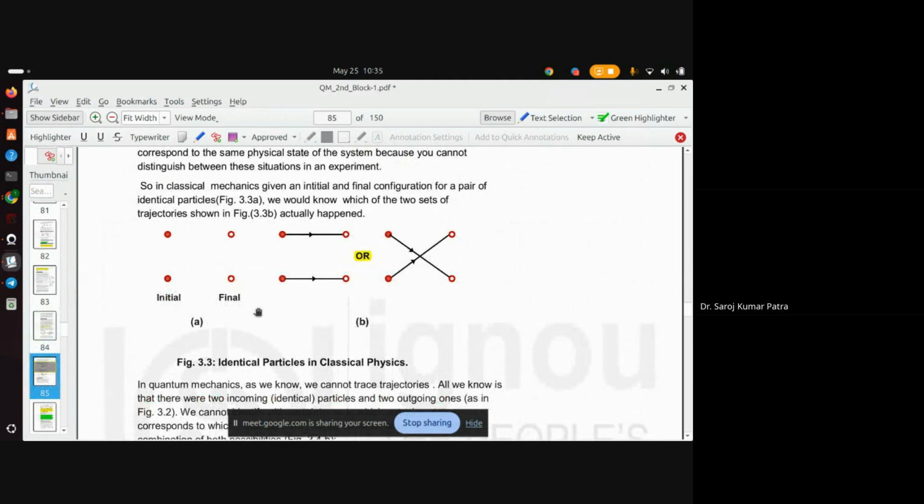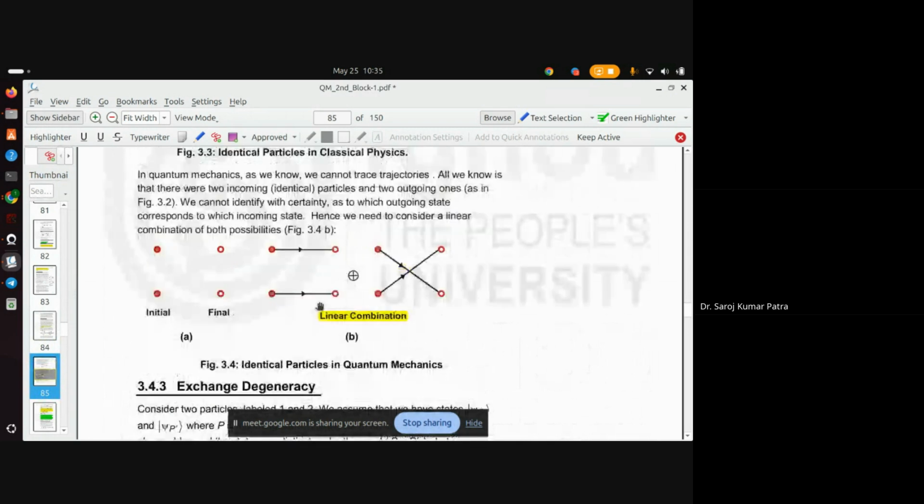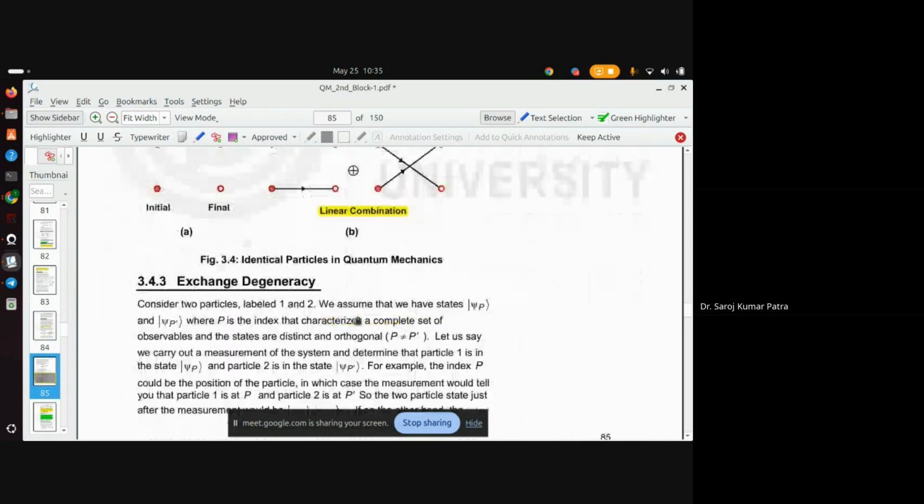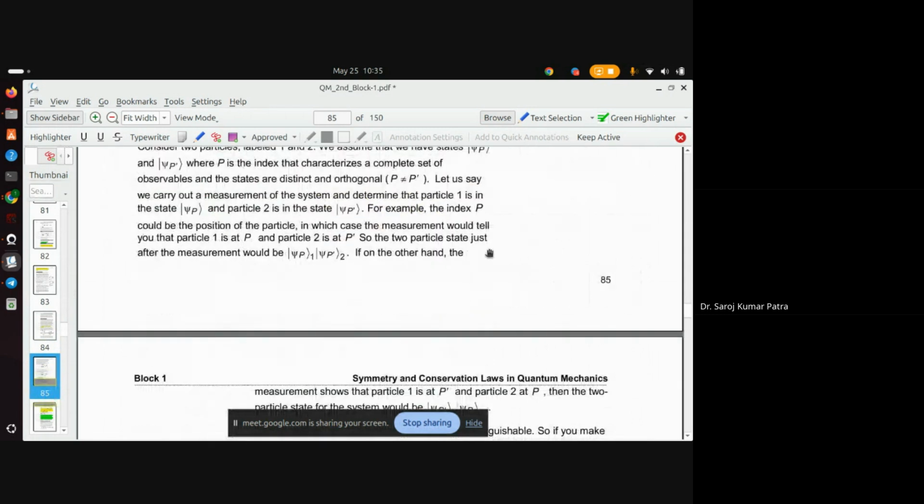अगर ये ट्रैजेक्टरीज पता नहीं है तो हम नहीं बोल सकते कि पार्टिकल 1 इस डिटेक्टर में गया है या पार्टिकल 2 इस डिटेक्टर में गया है। ट्रैजेक्टरी अगर पता चल रही है तो हम बता सकते हैं, डिस्टिंग्विशेबल है। क्लासिकल सिस्टम में इनिशियल टू फाइनल ऐसे गया है, डायरेक्ट गया है या क्रॉस होके गया है। But in case of quantum we cannot really tell that. We have to take a linear combination. Clear?